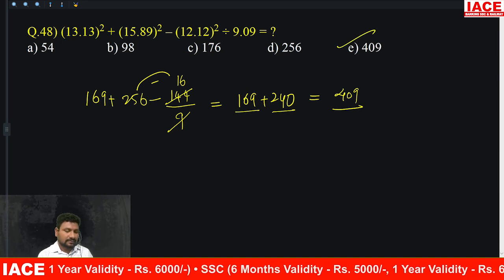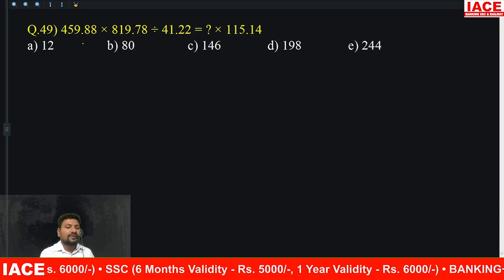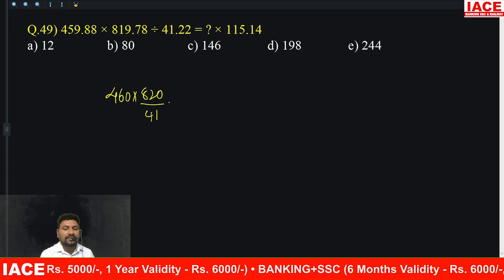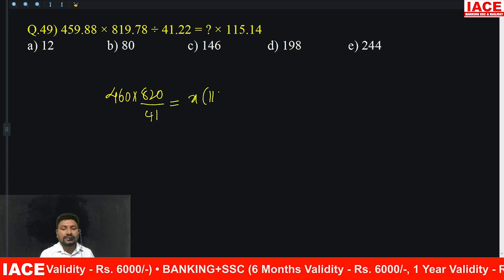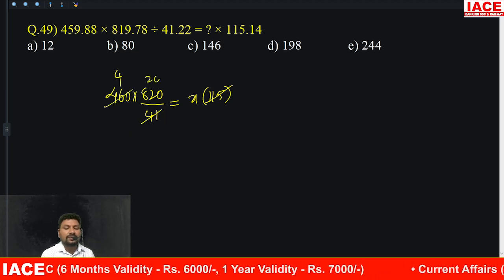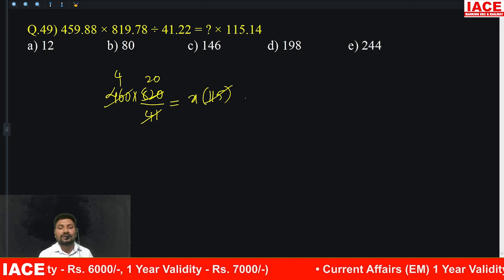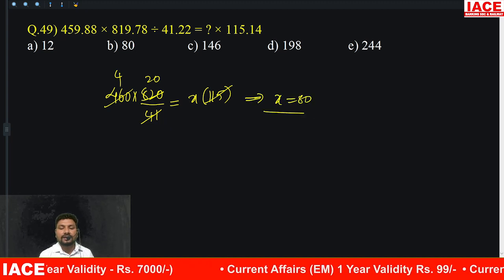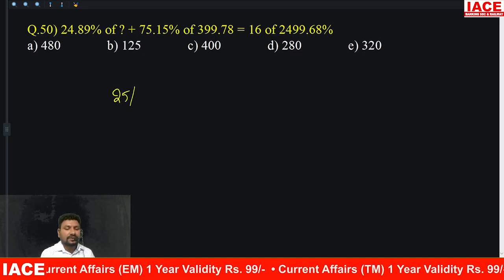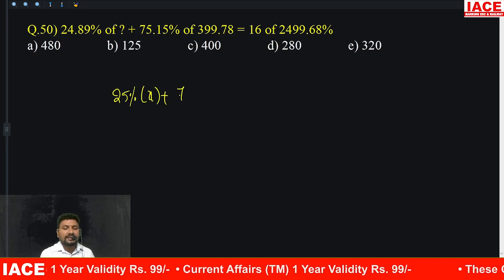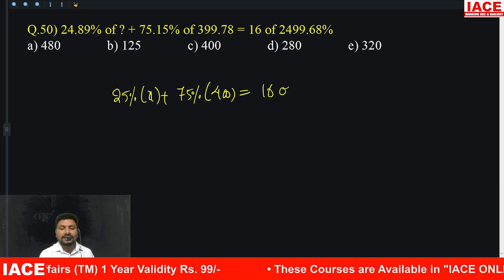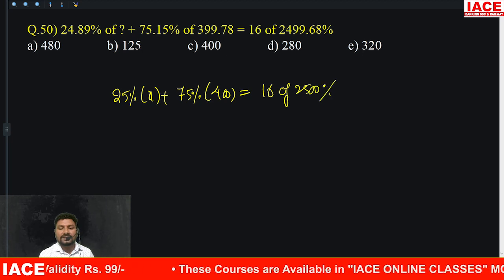Next. 459.88, you can get 460 into 820 divided by 41 equal to x into 115. 115 to 460, 4 times. 41 to 82, 20 times. Then 420 is equal to 80. Option B. Next, 25% of x plus 75% of 400, which is equal to 16% of 2500.